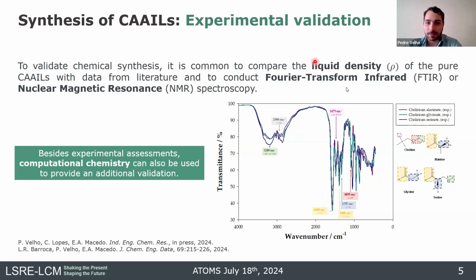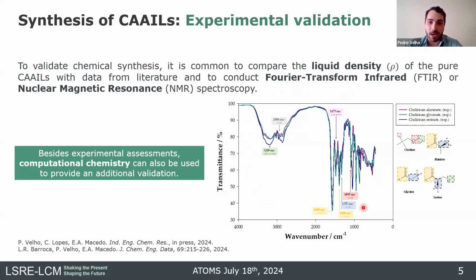Nuclear magnetic resonance has the advantage of understanding the bonds between the atoms, so you can actually understand if the bonds are correct. Nevertheless, in our group, it is more common to analyze the Fourier transform infrared, which in turn allows you to understand which groups exist in the synthesized ionic liquid.